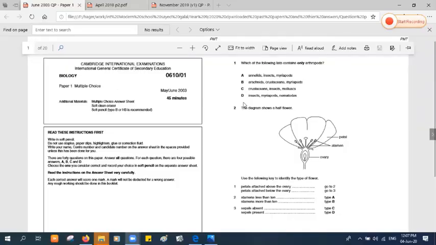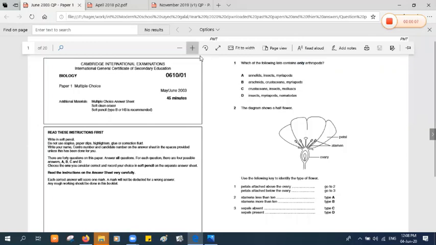So let's start our session today. We will solve the May-June exam, paper 1, year 2003. So let's start with the first question. In this first question, which of the following lists contain only arthropods?